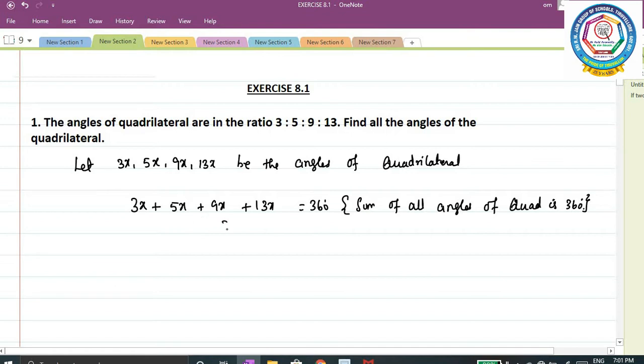If we add, we will get 30x. 30x is equal to 360. Therefore, x is equal to 360 by 30. Zero, zero cancel. Here 12 times. Therefore, x is equal to 12.